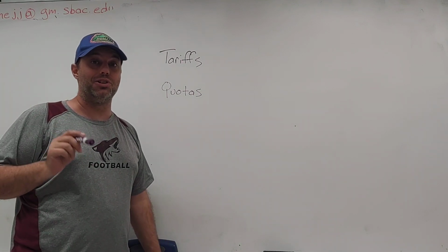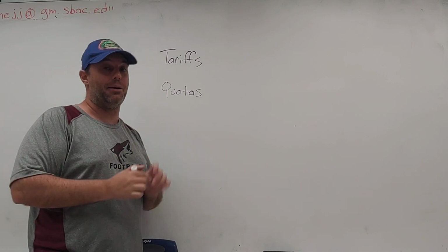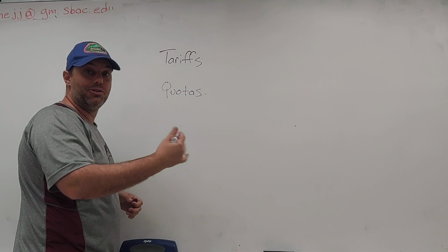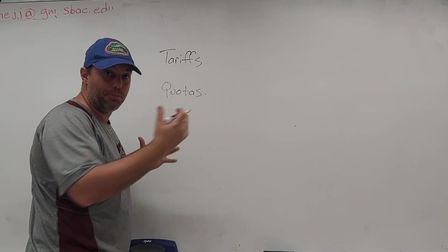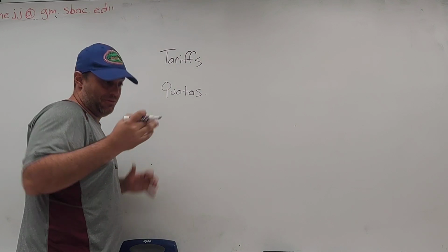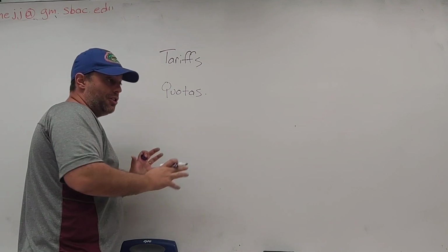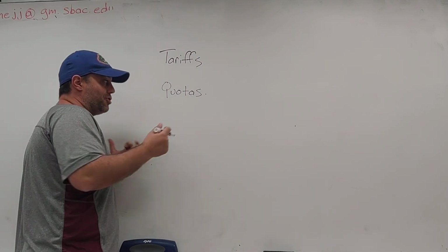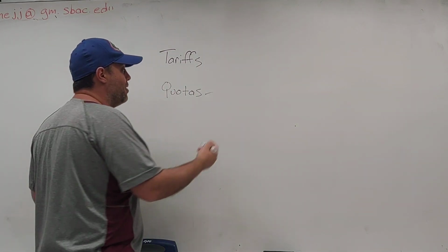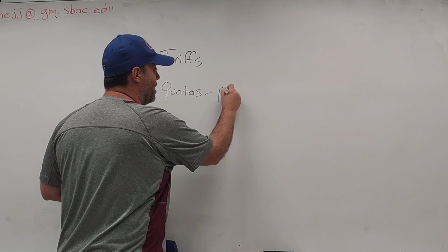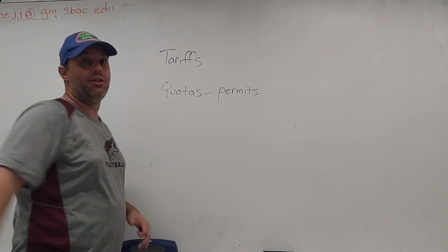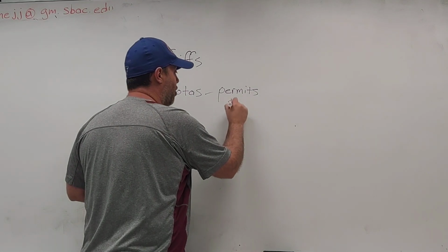Now, what some countries like to do, they get a little slick, is they try to combine them. They'll put a quota on the number of pounds of cheese or whatever the product is. They'll put a quota on there, but then in order to get your goods imported into the United States, what they'll do is they'll sell a permit. So the quotas will sometimes come with permits, and those permits are sold.